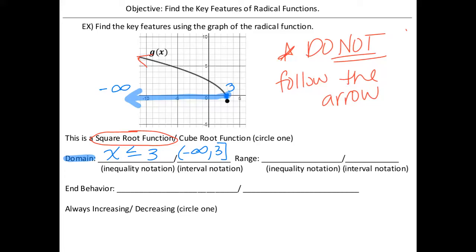But again, you do not follow the arrow. You always go from left to right. And if it's the range, you go from bottom to top. Okay?